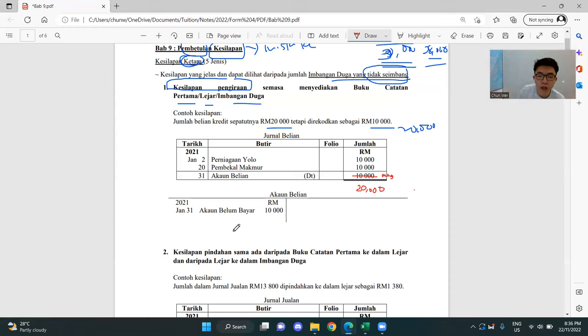Same goes to your account bulan as well. Because this is 20,000, when you come to your account bulan, it should be 20,000 also. Beside here, you can put your signature, and then here you put the correct one, 20,000. So this is how we record. Look at the red one. The red one will be the correct method to record for your kesilapan, the pembetulan kesilapan. All right, so this is your kesilapan pengiraan.